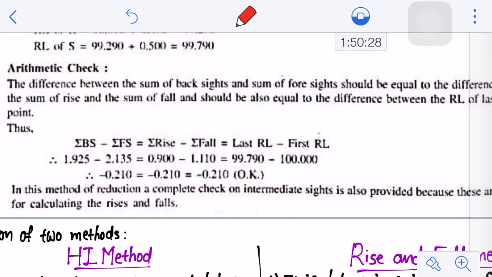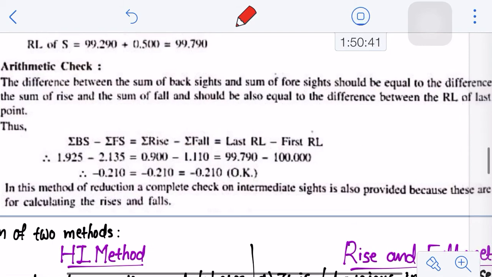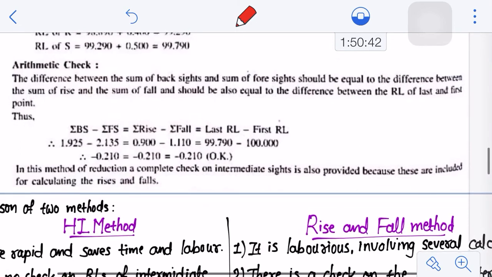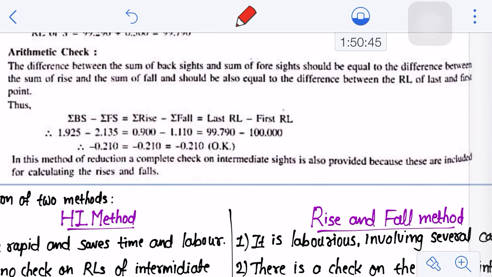So that means when you do it, and if you try to see the reduction of complete check, you can say the intermediate side is also provided by having this third check, that is summation rise minus summation fall. And this, you can say, is the advantageous thing over your height of instrument method.